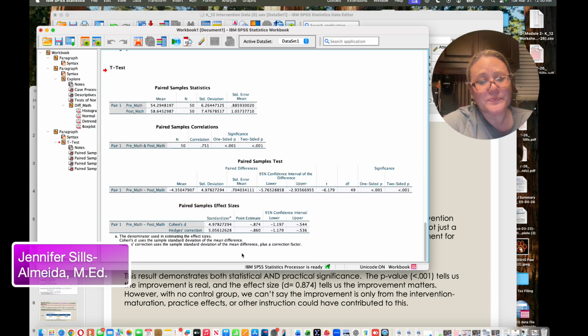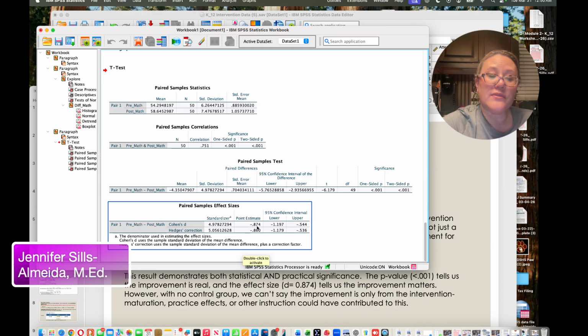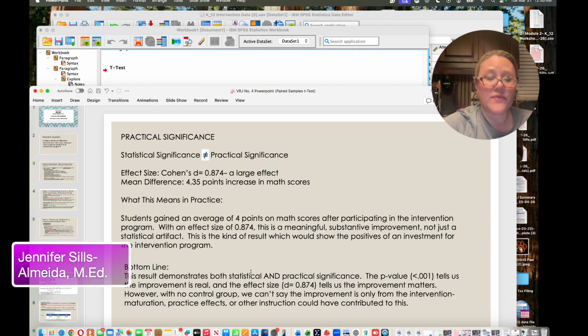And Cohen's d was negative 0.874. So that is a large effect size, and it has practical significance because the p-value was less than 0.001. So the improvement was real.